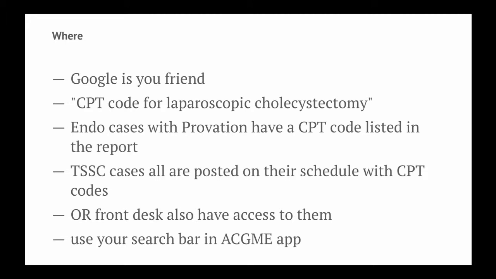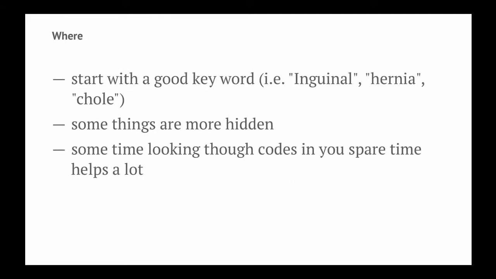Some endoscopy cases in Provation, which is the program we use here at our hospital. It has the code listed, so you can just copy it. When you're at Taylor Station, they also already have it on the operative schedule, so you can just copy it. If you really struggle, you can always go to the OR desk. They might have it listed as well. But for the most part, you can search for it and find it just through the app itself.